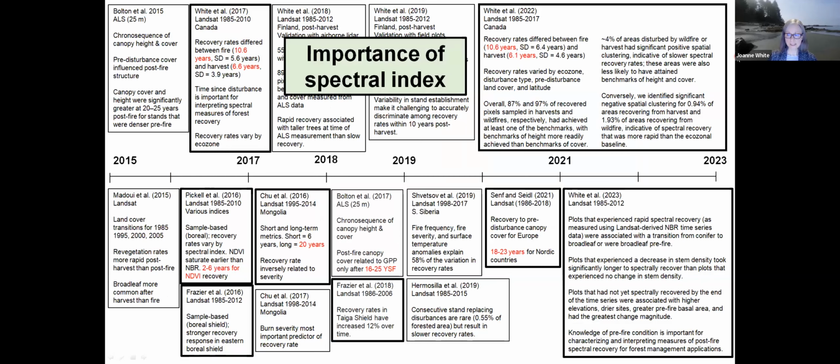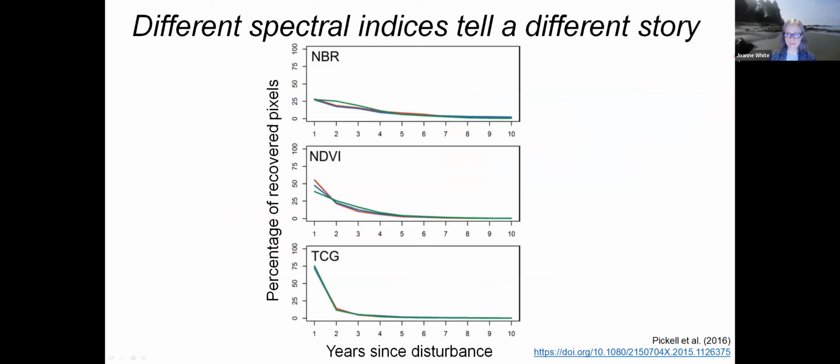We also know that the spectral index that's selected for the analysis is important for the recovery. So what we find, and I mentioned this earlier in that pre-Landsat work, is that certain indices are much more sensitive to the return of herbaceous vegetation at a site. And so they'll saturate, as we say, much more rapidly than indices that use different wavelengths of the spectrum that are less sensitive to that effect. So what you see here are the normalized burn ratio versus NDVI, versus another index called the tassel cap greenness, for which almost 75% of pixels have recovered within 2 years, based on this analysis that was done in boreal forests.